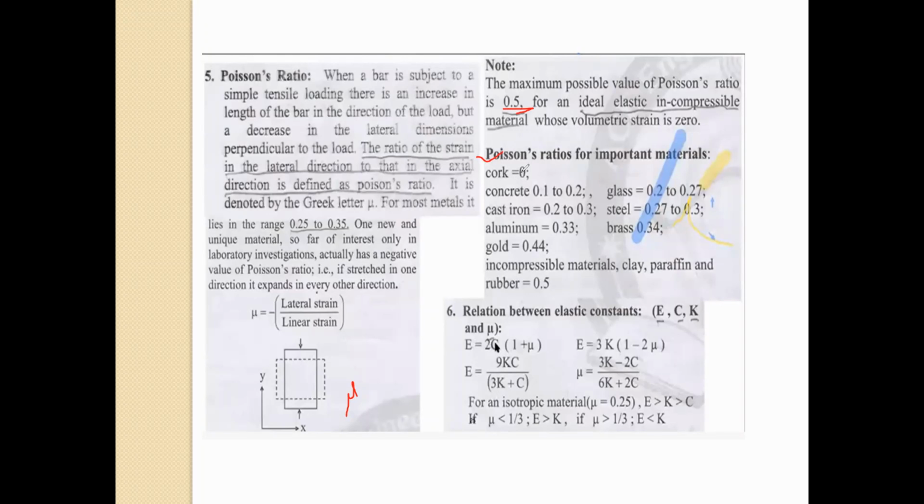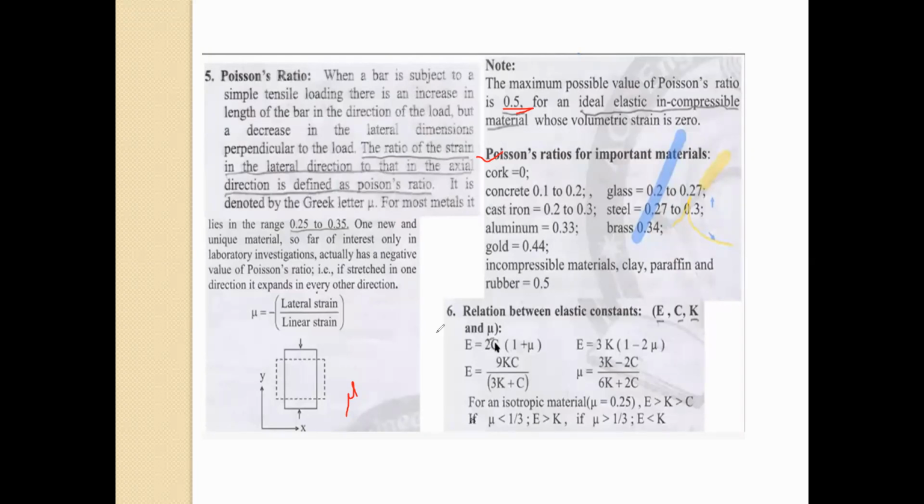Here some values are given. For cork, Poisson's ratio is 0. For concrete, 0.1 to 0.2. Cast iron, 0.2 to 0.3. For aluminium, 0.33. For gold, 0.45. For glass, 0.2 to 0.27. For steel, 0.27 to 0.3. Brass, 0.34. Gold, 0.44. Incompressible materials like clay, paraffin, and rubber, 0.5. So please remember that the maximum possible value of Poisson's ratio is 0.5, and it lies between 0 and 0.5. Please remember this question, because 100% one question is going to be asked in your GATE examination or any other competitive examination.